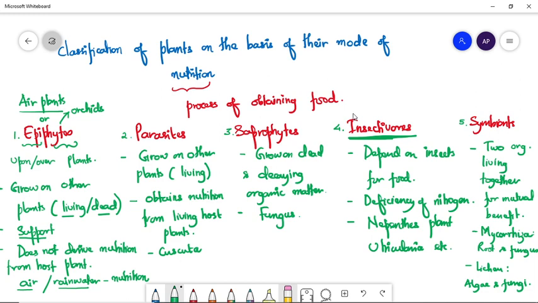Let us first discuss epiphytes. The term epiphytes consists of two parts, epi and phytes. Epi means upon or over and phytes means plants.